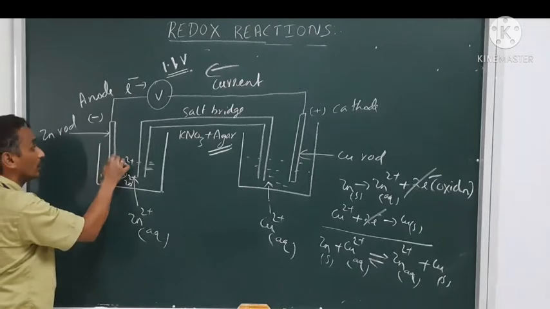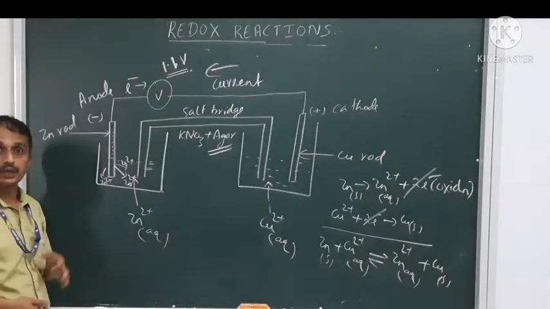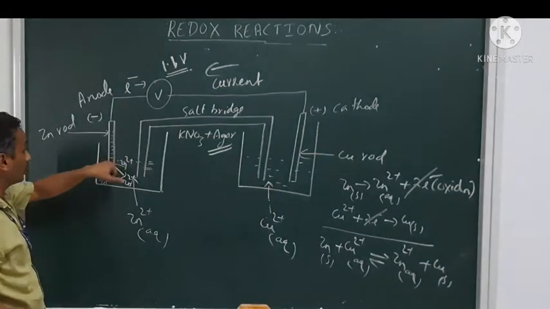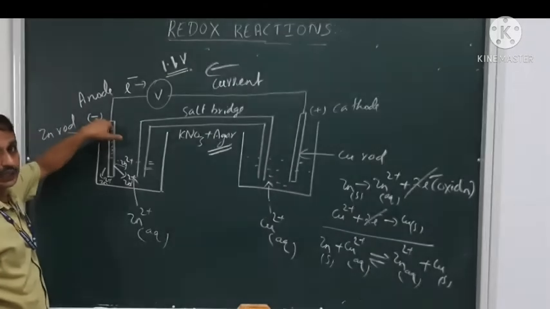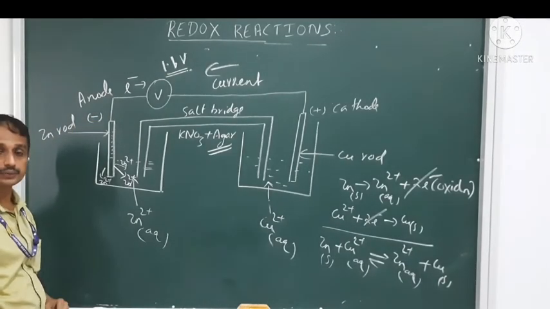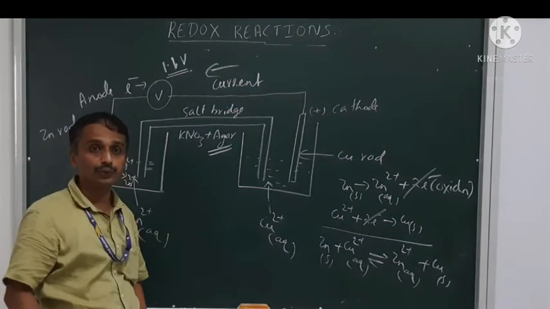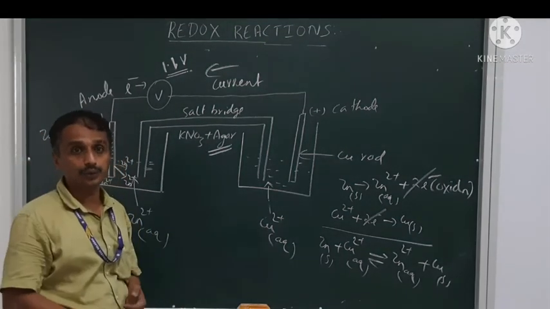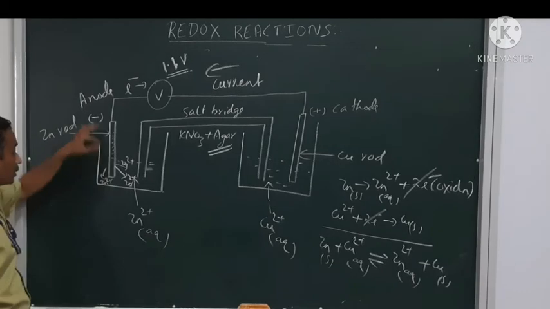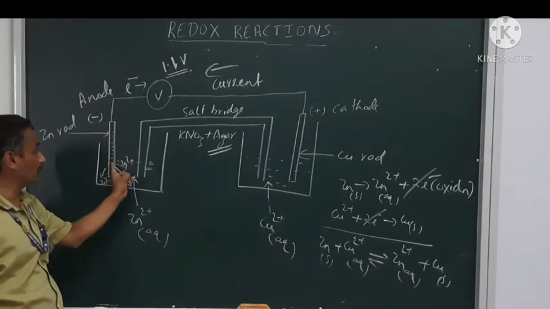leaving the electrons on the rod. Because of the accumulation of electrons, the rod becomes negative. Usually what it says is, anode will be positive, cathode will be negative. But in the Daniell cell or the galvanic cell, anode is negative because of the accumulation of electrons.